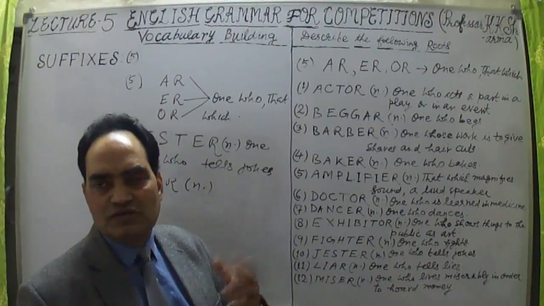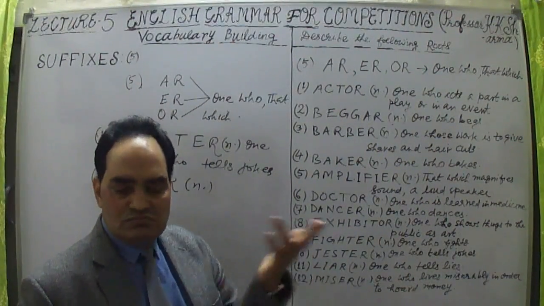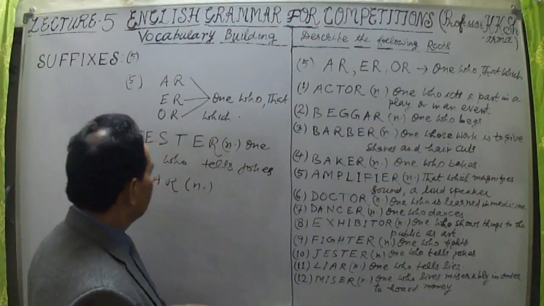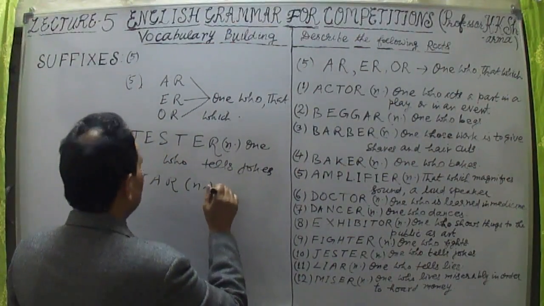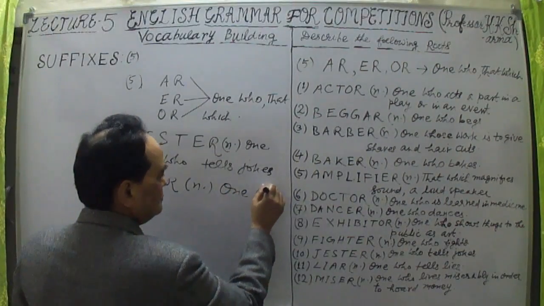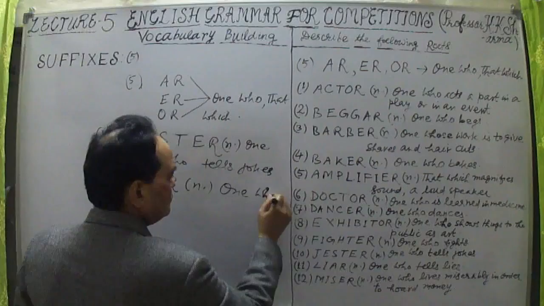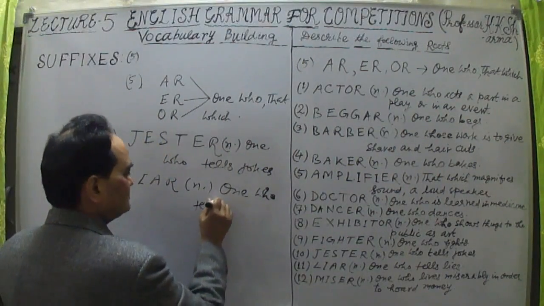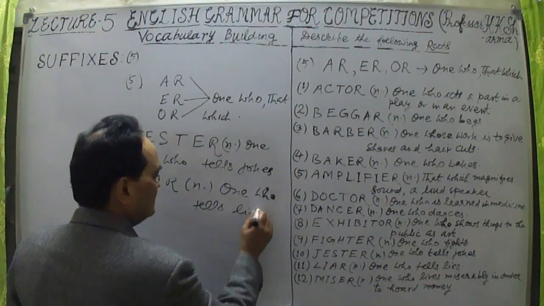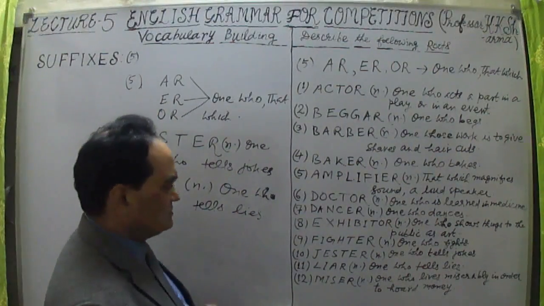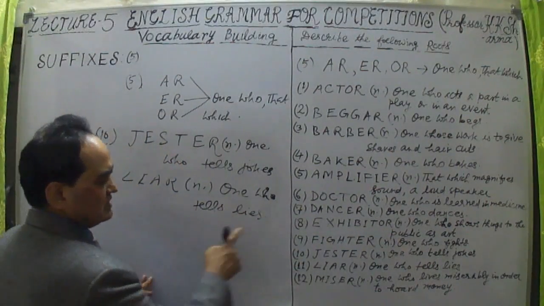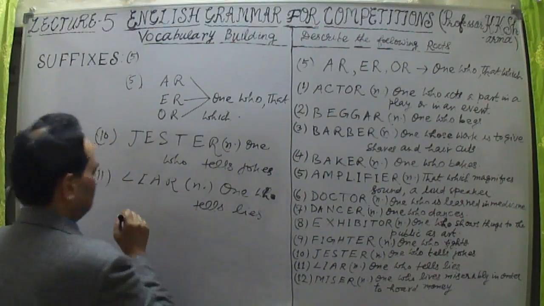Because you can remember that very easily. One who, that which. One who means living things, and that which is for non-living things. That is the point. So liar, one who tells lies. This is the person. One who tells lies, that person is a liar.